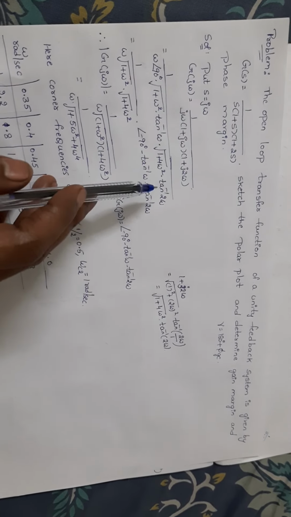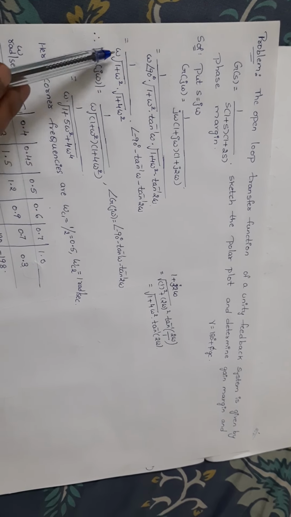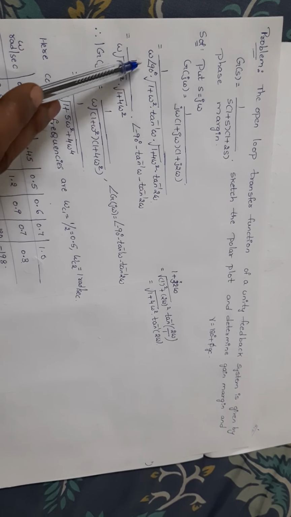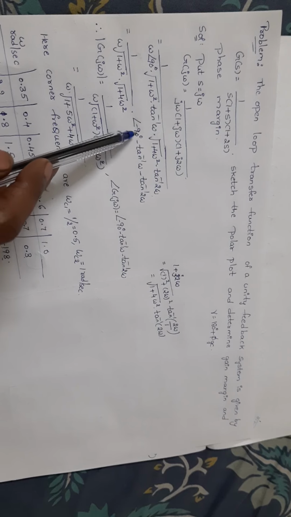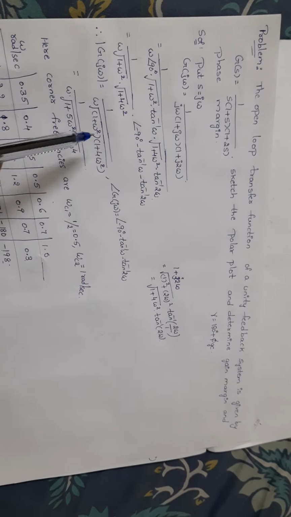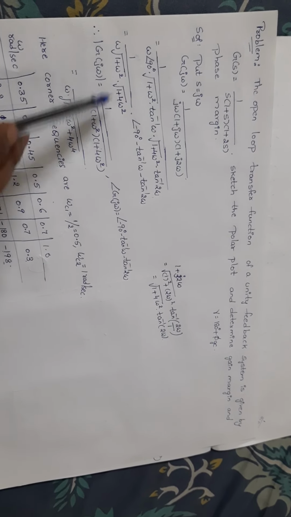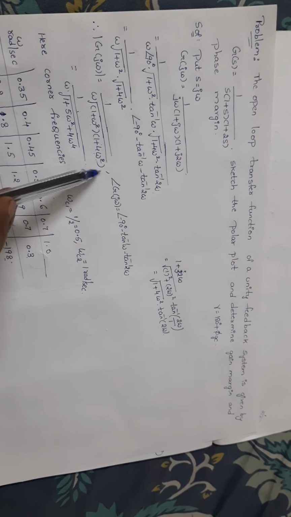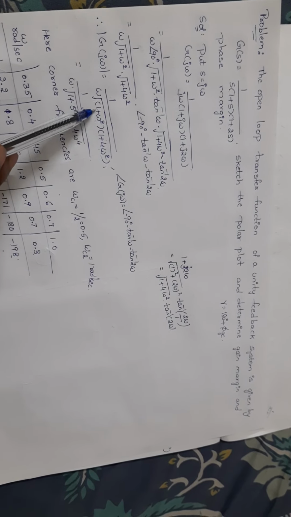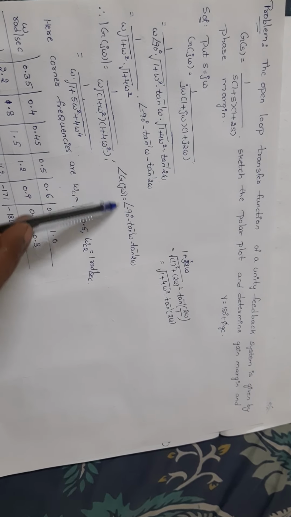Okay, so that's what I wrote here, and I separate the magnitude and angle parts. So it is 1 by ω root(1 + ω²) root(1 + 4ω²). And the angle, since it is a pole, is minus 90 degrees minus tan inverse ω minus tan inverse 2ω. This is the magnitude and this is the phase angle. In the root you multiply both of them, (1 + ω²)(1 + 4ω²), and you get 1 + 5ω² + 4ω⁴.